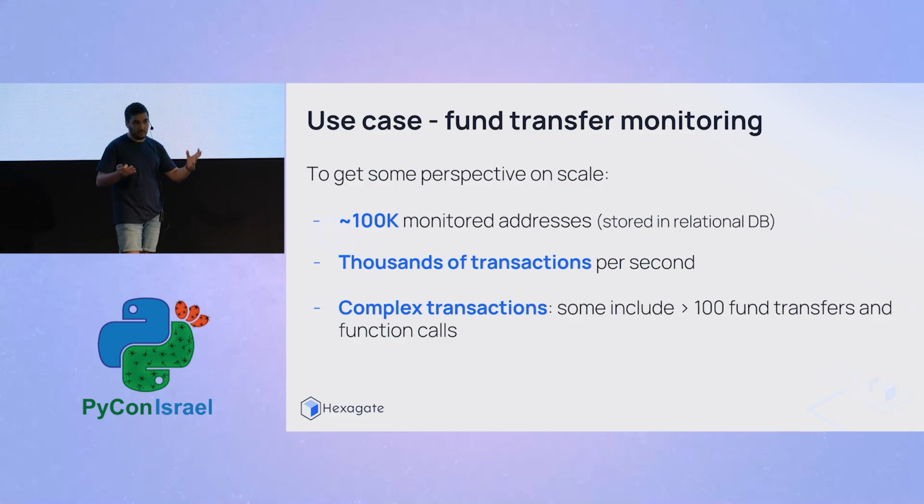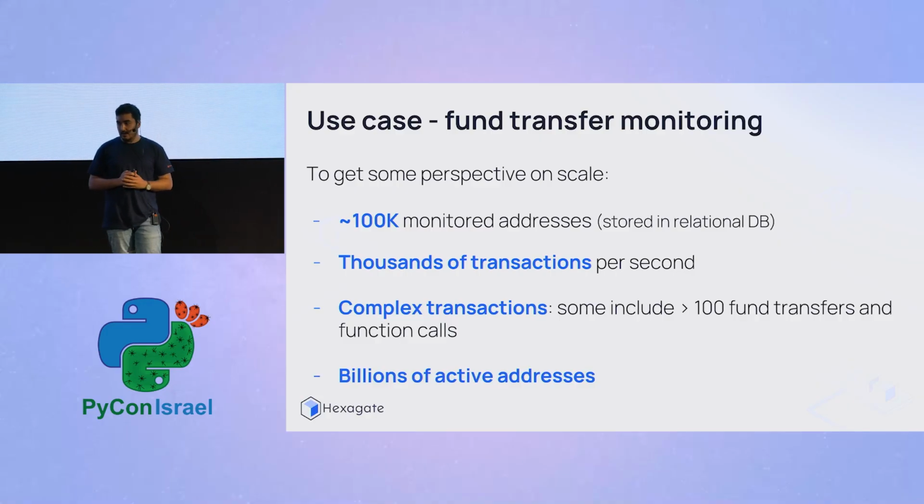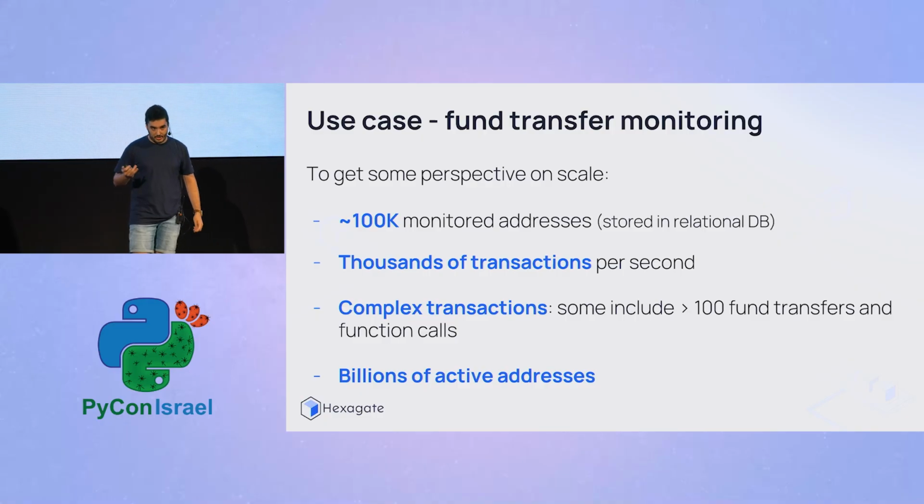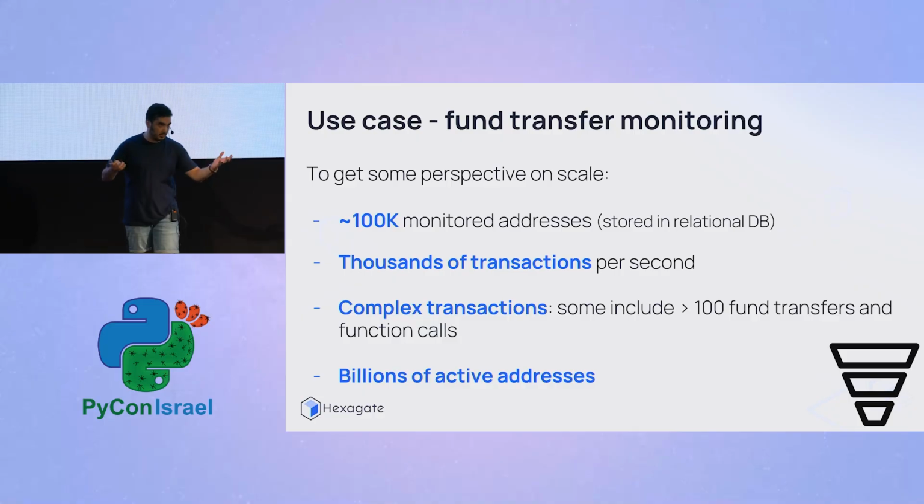So each transaction, well, a transaction is basically some operations done in an atomic manner, so some transactions even have hundreds of fund transfers between different wallet addresses, right? So volumes are very high. And there are billions of active addresses on the blockchain, which I guess the assumption that we go by is that most of the transactions on the blockchain are not even associated with addresses that we want to monitor for this use case, right? This allows us to create the funnel that we talked about earlier, right?